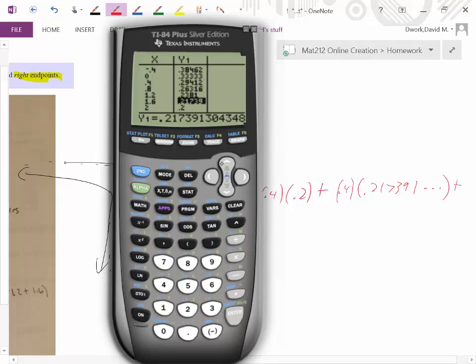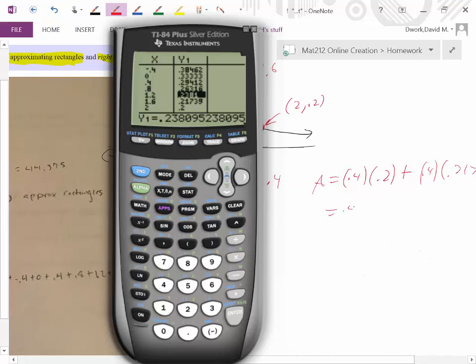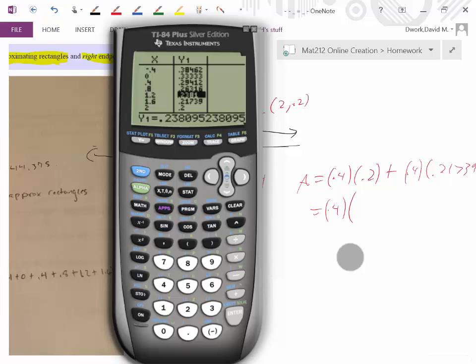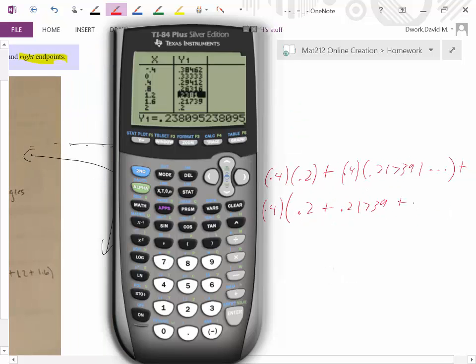What you hopefully realize is every single one of these has a width of 0.4. So I'm not going to continue this. I'm just going to write down my y values: a height of 0.2 plus a height of 0.21739, and so on, plus 0.2381, plus dot dot dot. Continue that out until you get all 10 values, because that would be 10 rectangles.